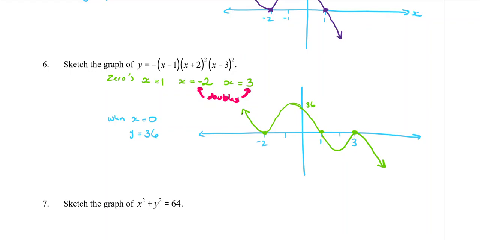It goes back down because it had to bounce. Because it was a square. It had a square and it had to bounce.